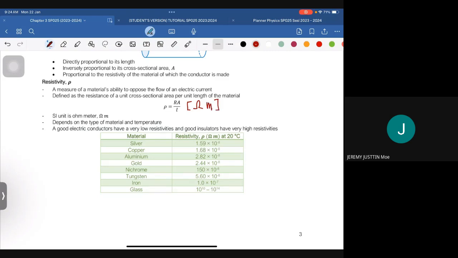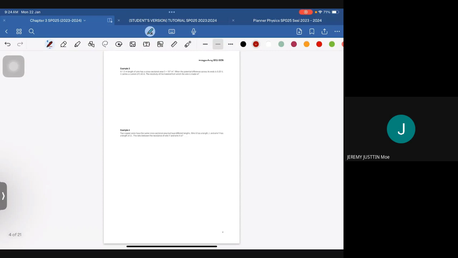Okay, so the resistivity depends on the type of material and the temperature. So kalau dia ada low resistivity, it is basically a good electric conductor lah. Kalau dia ada high resistivity, maksudnya dia an insulator. Okay, so dia tidak benarkan flow of current tu. So that's why the insulator. Okay, right, next. Okay, so that is 2.2 lah. So dua benda aja yang kamu perlu apply.